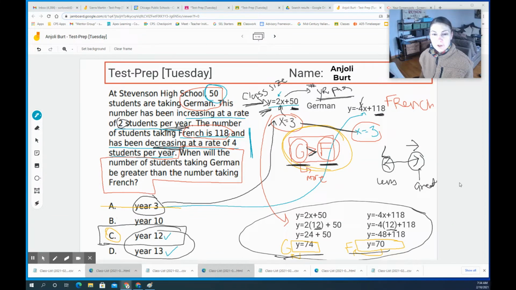All right, y'all, let's look at that first problem in Test Prep Tuesday. This is just, remember, one way of showing the work for this. It's not the only way, but this is how Bert and I approached this problem when we initially were looking at it. And so this question says, at Stevenson High School, 50 students are taking German.